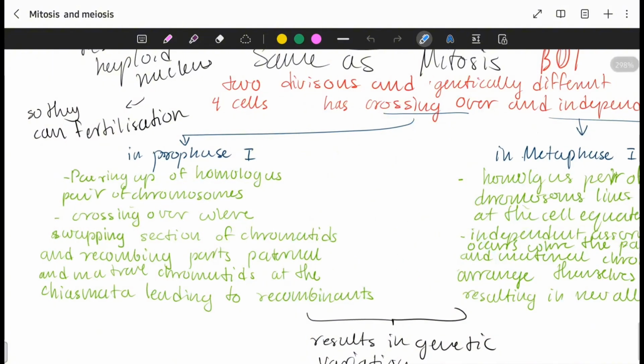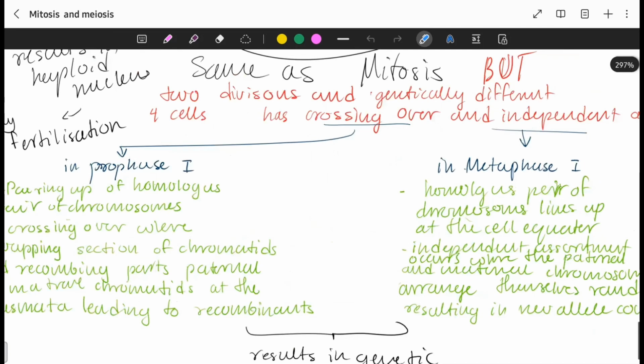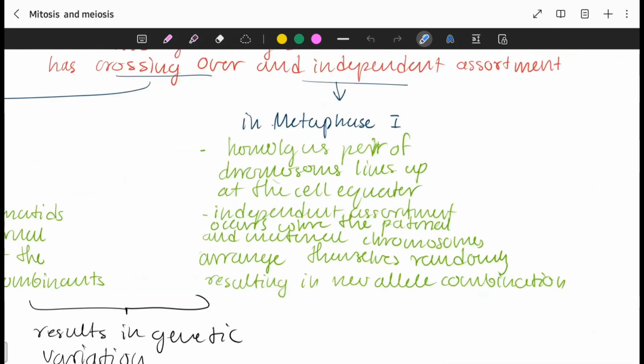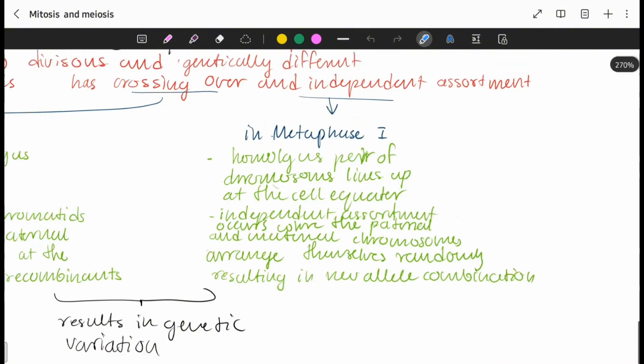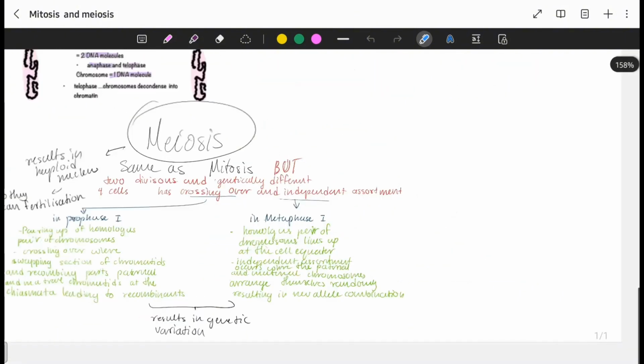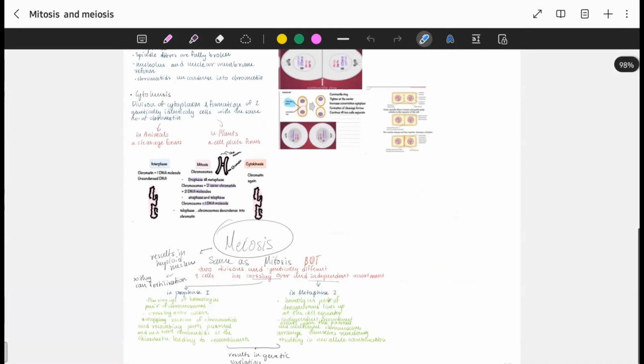And in metaphase 1, the homologous pairs of chromosomes line up at the equator, and then independent assortment will occur, and the chromosomes will arrange themselves randomly. As a result of this random arrangement, there will be new allele combinations, and that will produce genetic variation. So crossing over in prophase 1, independent assortment in metaphase 1. And that's it about mitosis and meiosis.